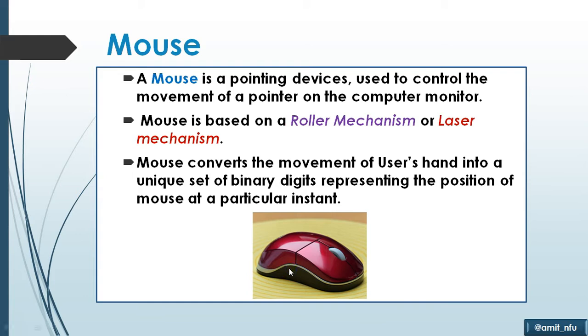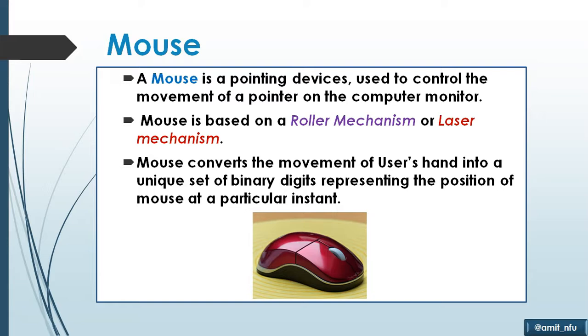And the next one, the most important, is the mouse. Mouse is a pointing device used to control the movement of the pointer, called mouse pointer, on the computer monitor. It can be based on a roller mechanism or it can be based on a laser mechanism. These days, it's mostly laser mechanism.